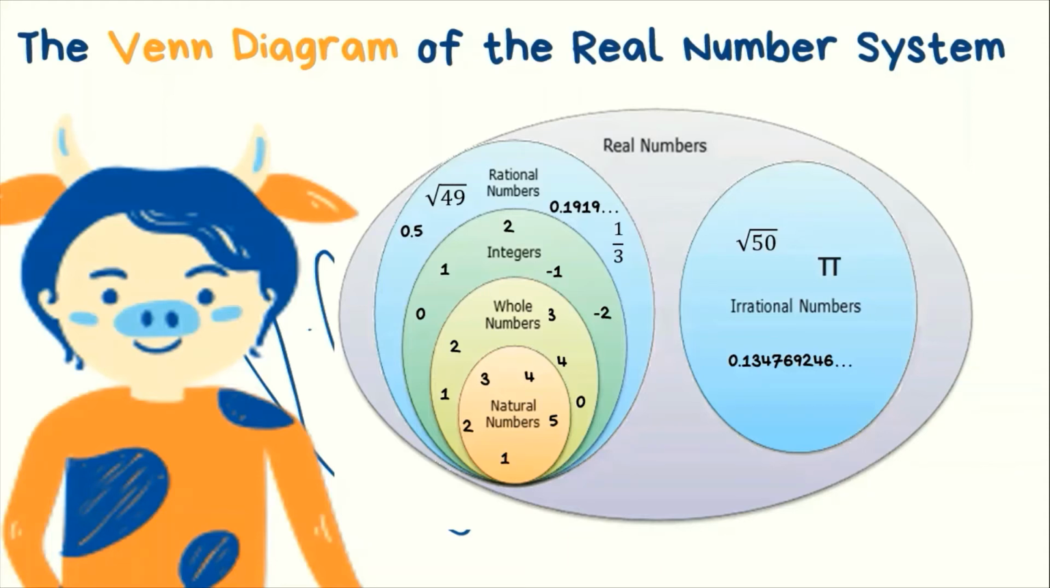And this is the Venn diagram of real number system. These numbers make up the real number system. Real numbers are mainly divided into two. It's either rational siya or irrational siya. Under rational numbers, we have natural numbers, whole numbers, and integers. And also some non-integers, rational numbers. Lahat ng mga numbers na hindi rational ay irrational numbers.